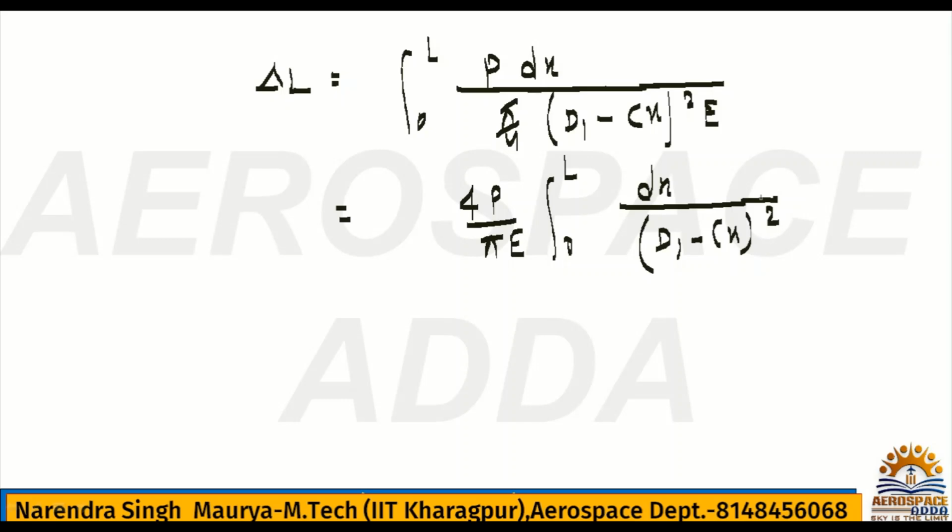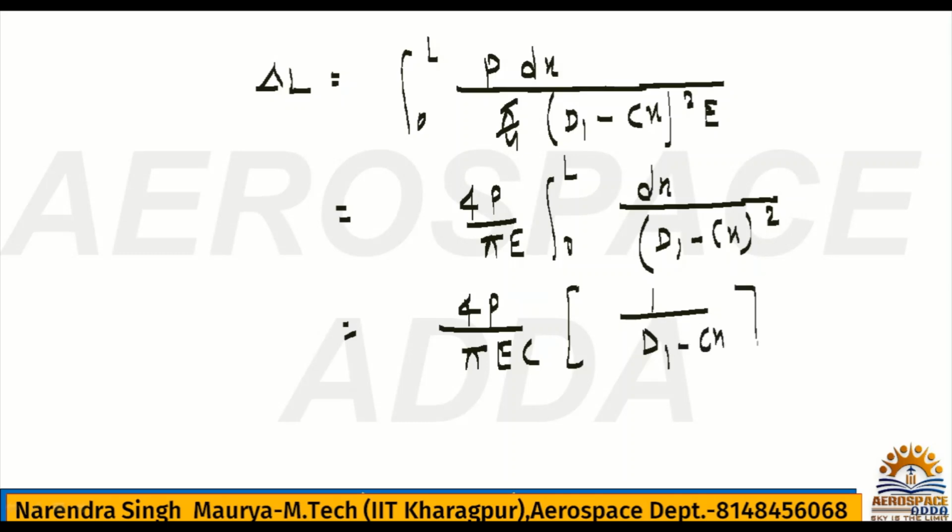Okay, it's very simple. Now if you integrate this, then what you will get is 4P divided by pi E, and this constant C will come outside once you integrate. And in the bracket, after integration you will get 1 upon d1 minus cx, put the limit 0 to L. This constant only comes this side. Here after integration you keep the limit.